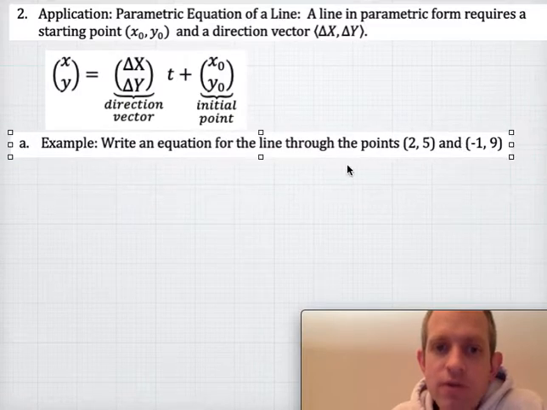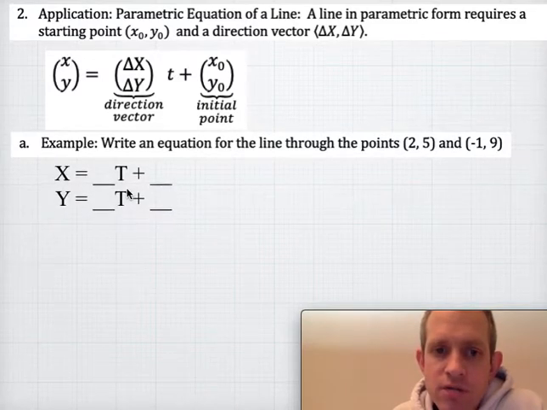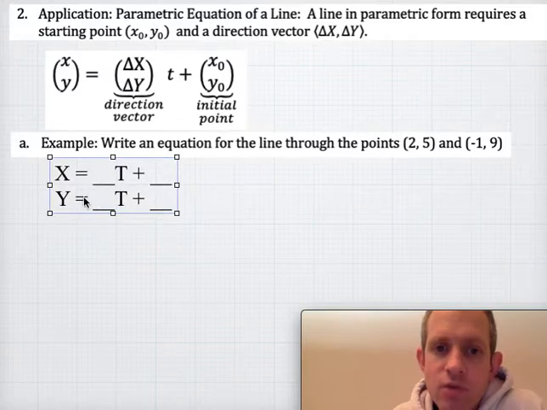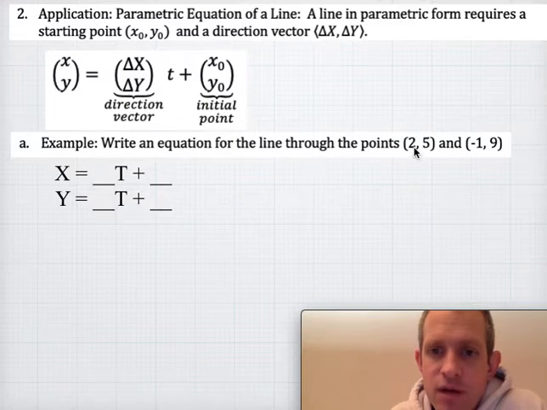So what if we wanted to write an equation for the line that goes through the points (2, 5) and (-1, 9)? So to do that, we need an equation for x, and we need an equation for y, and then we've got our time as the variable in this problem. And so the number in front of x and in front of y is going to be the slope between these 2 points, the rise and the run.